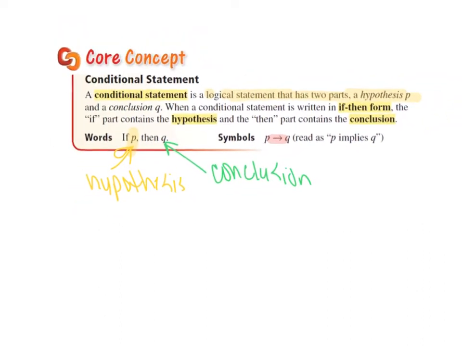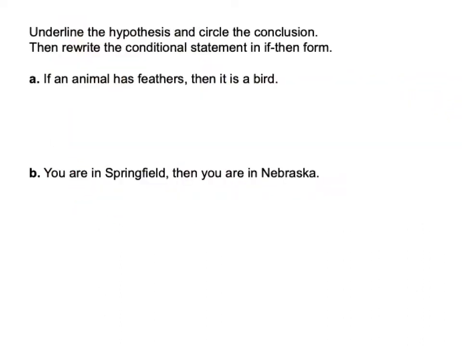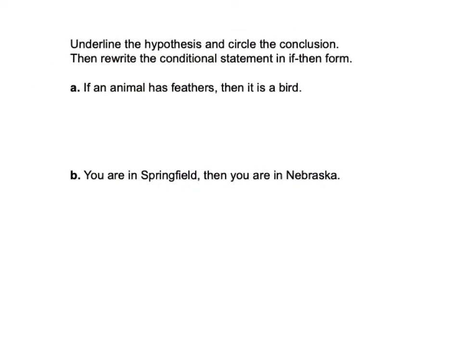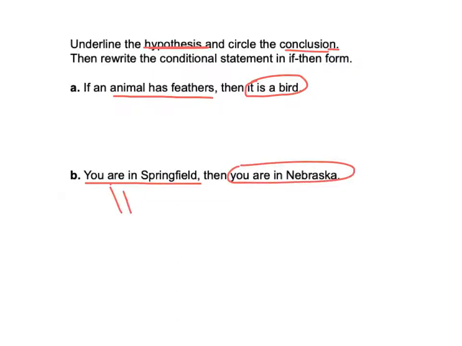So we're going to look at several different conditional statements here and the different parts of them. All we want to do here is underline the hypothesis and circle the conclusion. Remember, the hypothesis is the if part, the conclusion is the then part. So this is really simple. If an animal has feathers, we're going to underline the hypothesis, and we're going to circle the conclusion. Notice I did not put if or then, it was not underlined or circled. If you are in Springfield, then you are in Nebraska. Hypothesis, conclusion.